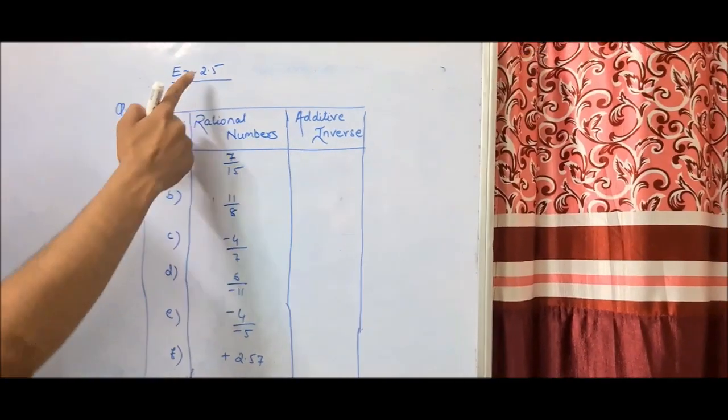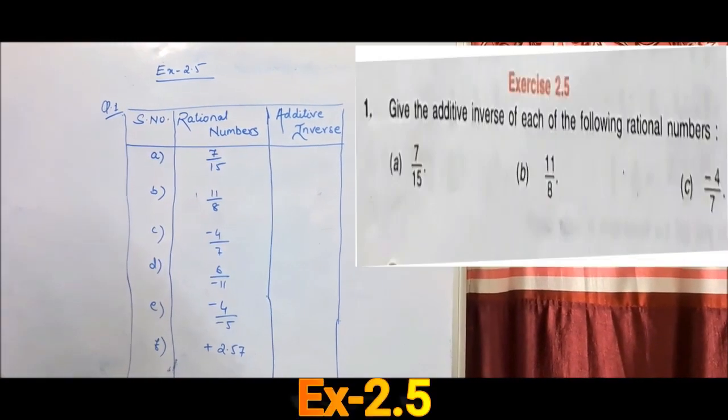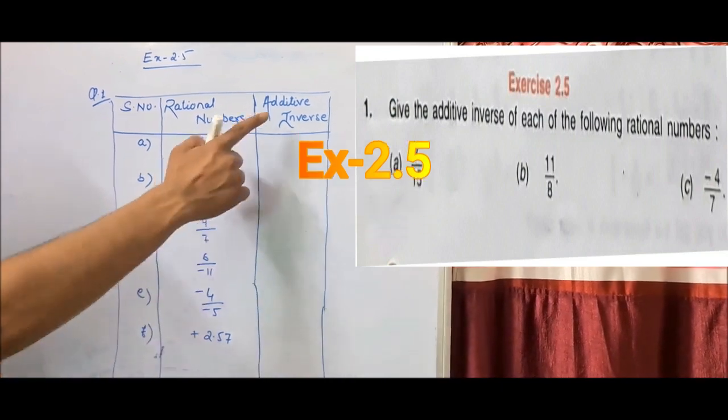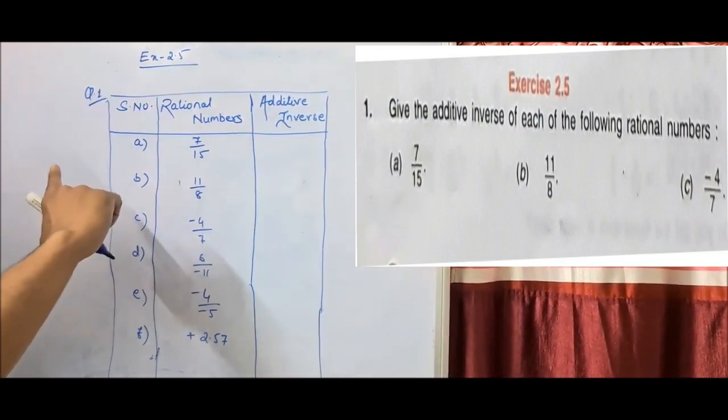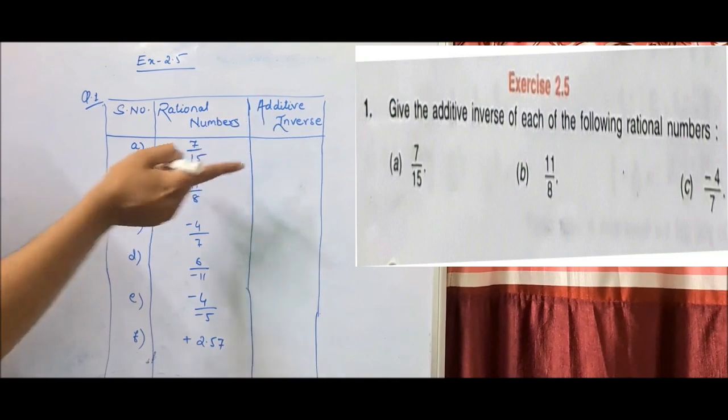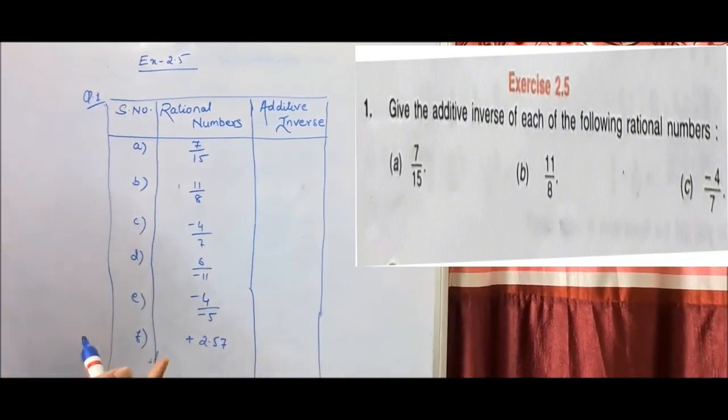Now let us start exercise 2.5. Question number 1, they are asking to find the additive inverse. You know that the additive inverse of a positive rational number is negative and the additive inverse of a negative rational number is positive. You need to see what?